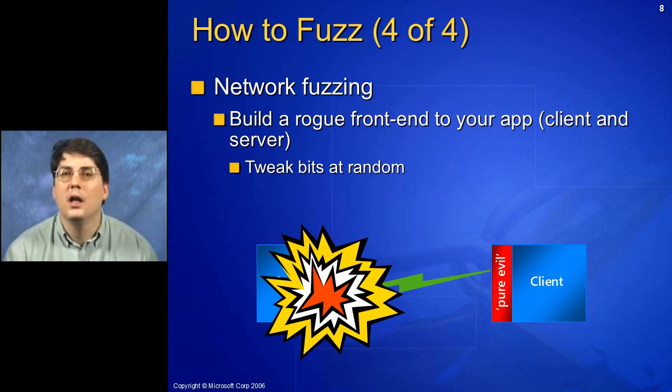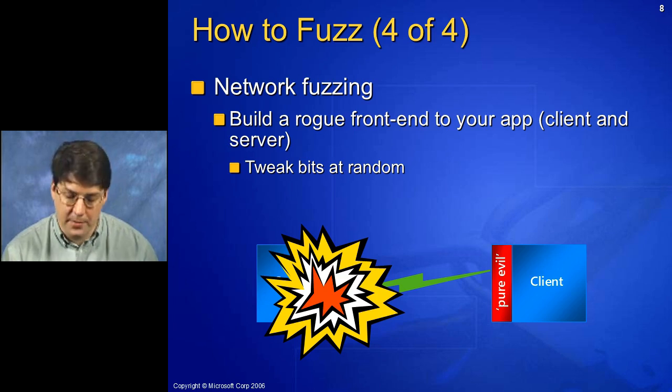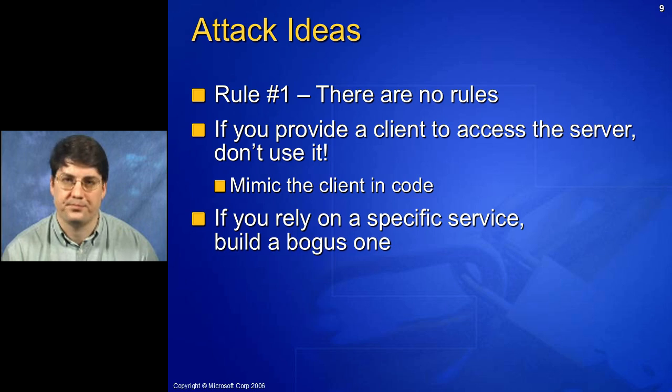Now, I said this before, that when you're considering network fuzzing, you want to build a rogue front end to your application on both the client side and server side. And you can tweak bits according to rules that you will develop as you get more sophisticated, both as they leave the client and enter the server, or leave the server and enter the client. And don't leave out client-side attacks. Don't leave out the possibility that someone may have built a malicious server to which they will draw your users using a vulnerable client. So test the client every bit as hard as you would test the server.